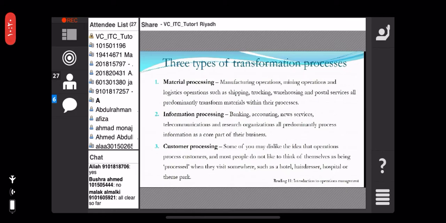Number two is information processing. When it comes to the service industry, mostly their coordination is through information processing, such as banking, accounting, news services, telecommunications, and research organizations, all predominantly process information as a core part of their business.